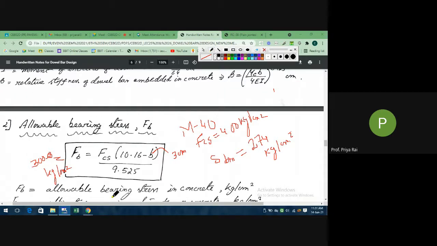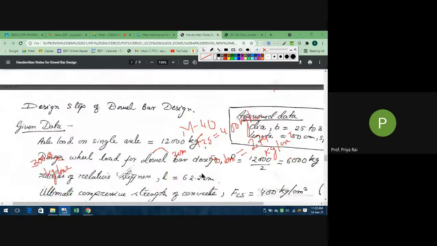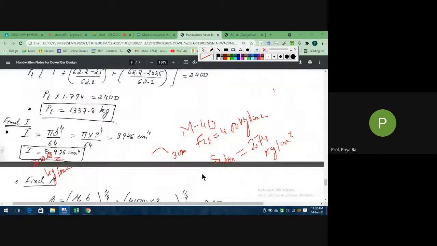So design is safe. Whatever we have assumed here, spacing we have taken as 25 centimeter, and b we have taken as 3 centimeter. So dowel bar of diameter 3 centimeter, and length within 500, and spacing of 25 centimeter. If we use that dowel bar, then your design will be safe for this particular problem. Let us check whether it is okay or not.